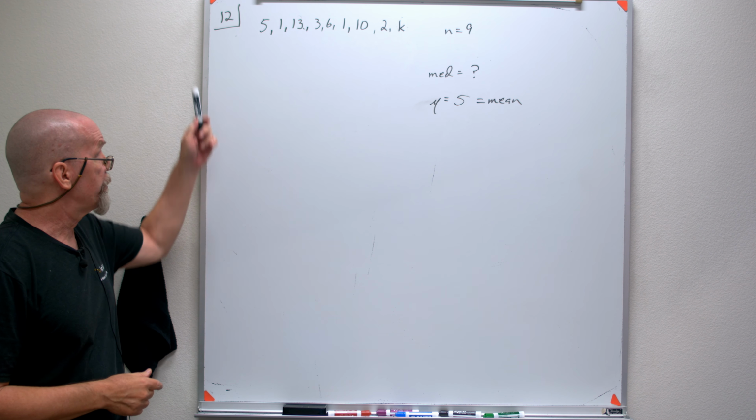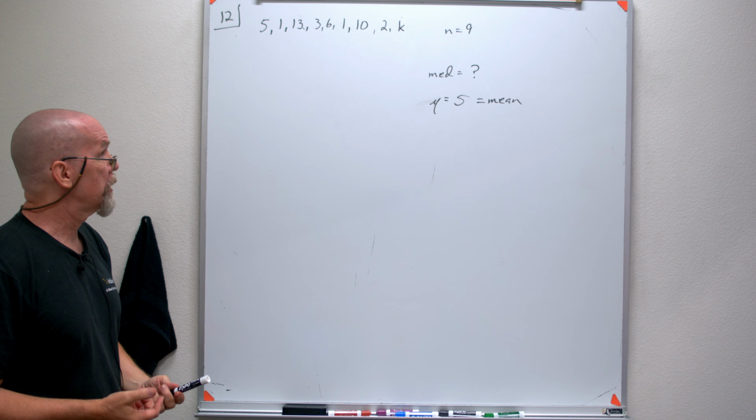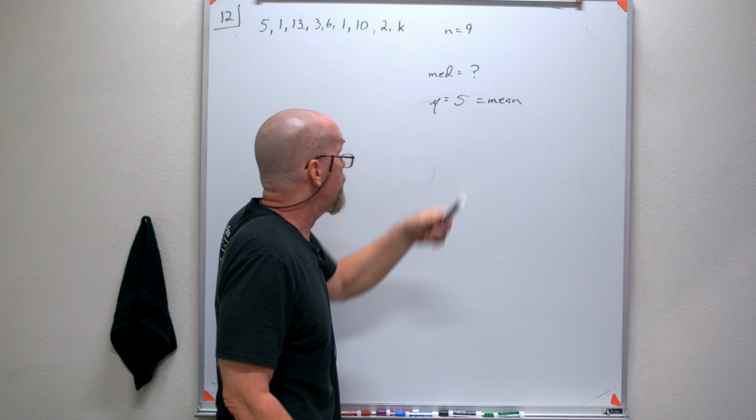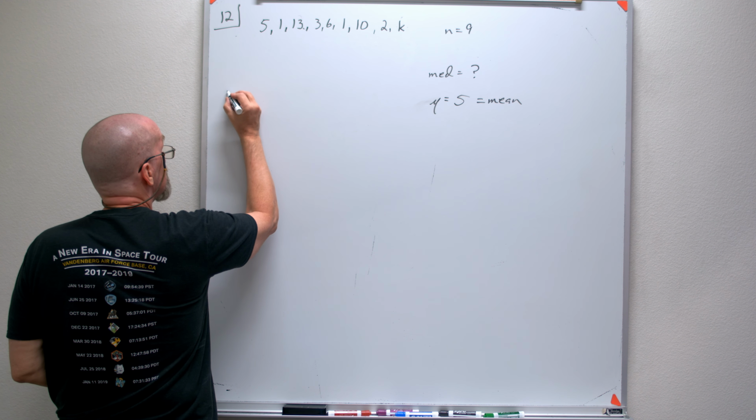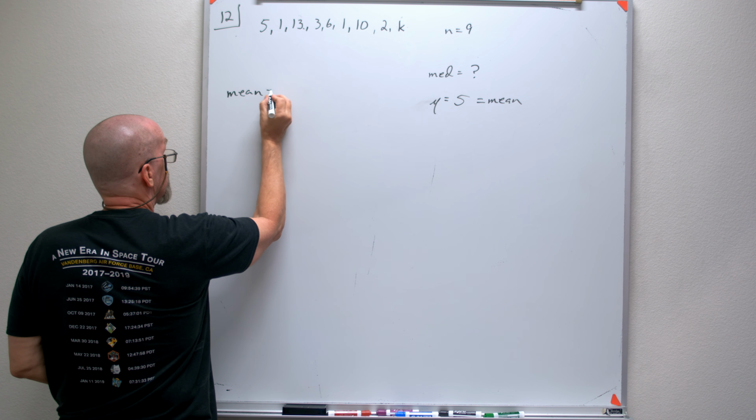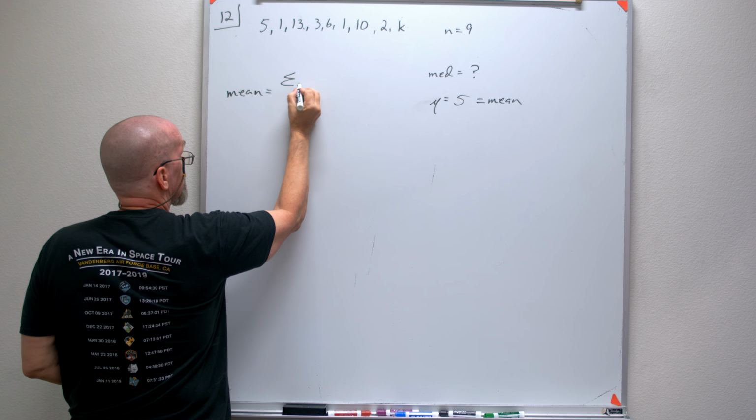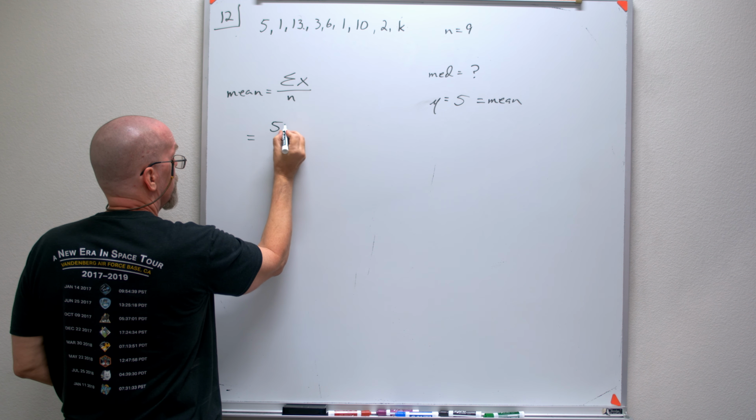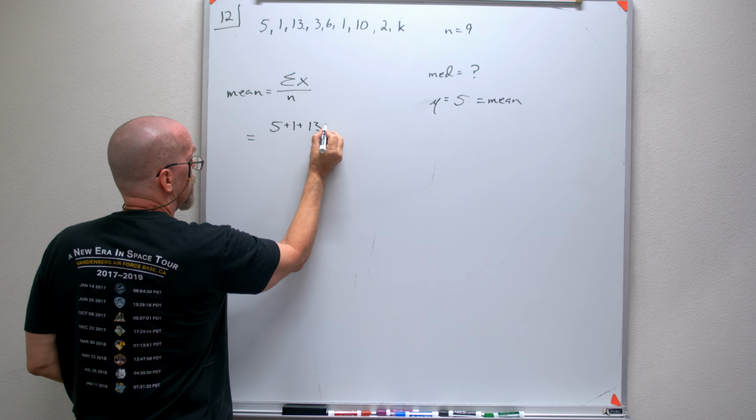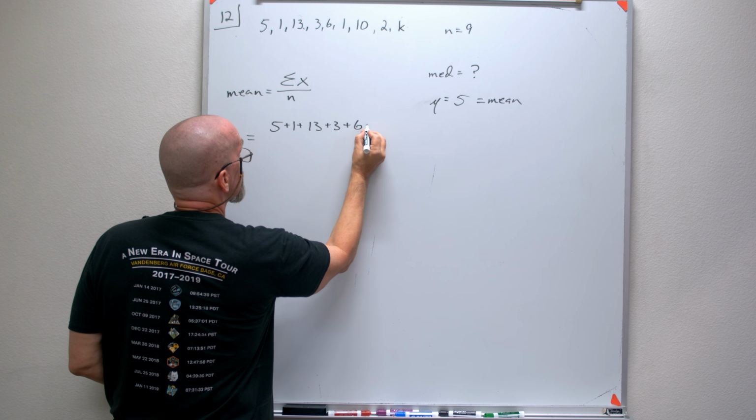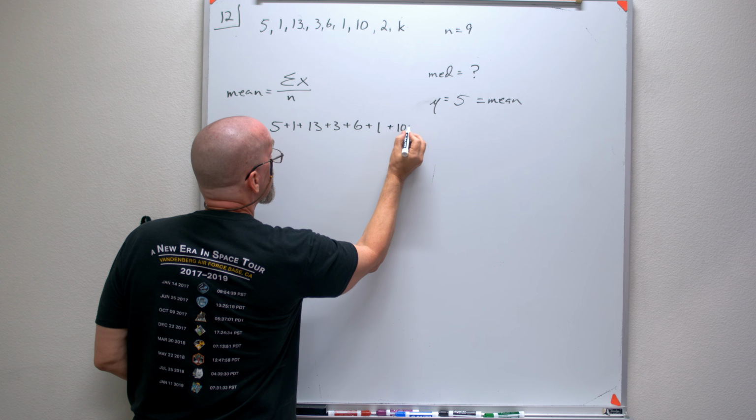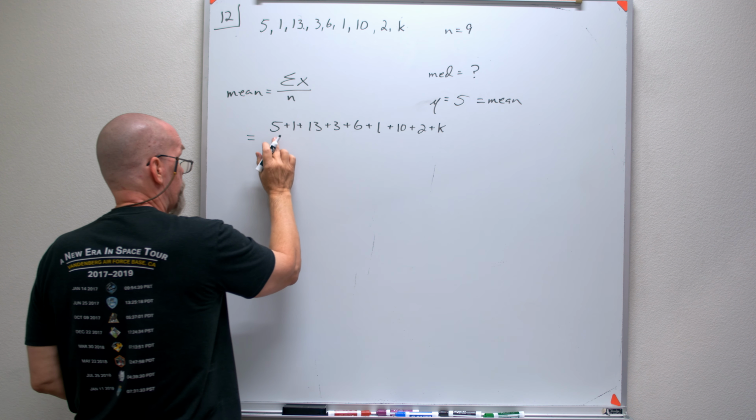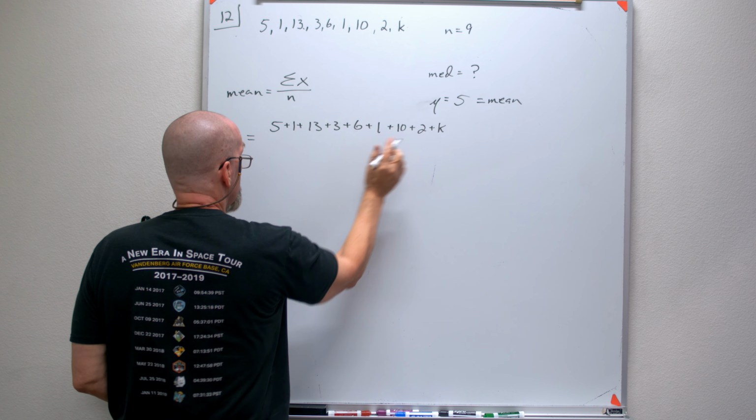And for an average, you just add up the total number of things, 5 plus 1 plus 13, etc., plus k, and divide by the total number of measurements or values, which is 9. So for the arithmetic mean, we could write sigma for summation, add up all the x's, divide by n. For us, it's going to be 5 plus 1 plus 13 plus 3 plus 6 plus 1 plus 10 plus 2 plus k. We are going to divide that by the total number of measurements. I'm going to double check: 1, 2, 3, 4, 5, 6, 7, 8, 9 things.